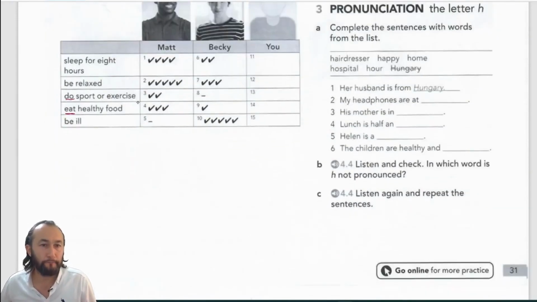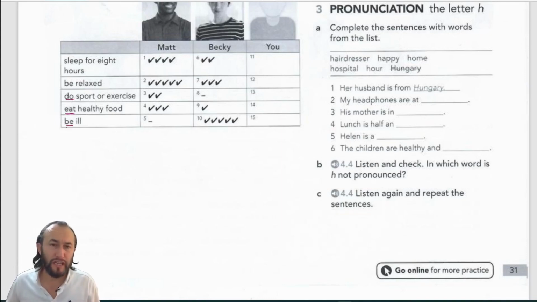And then obviously the last one is never. So Matt is, he is ill. If I want to put never, Matt is never ill. We need to put never after be, right?